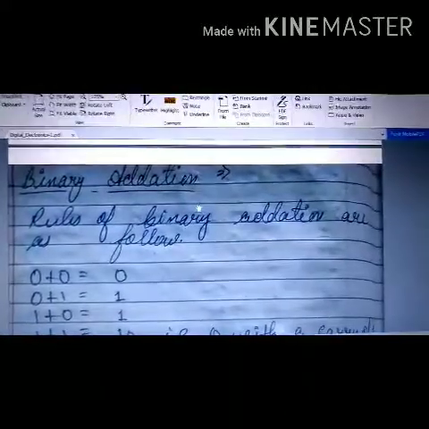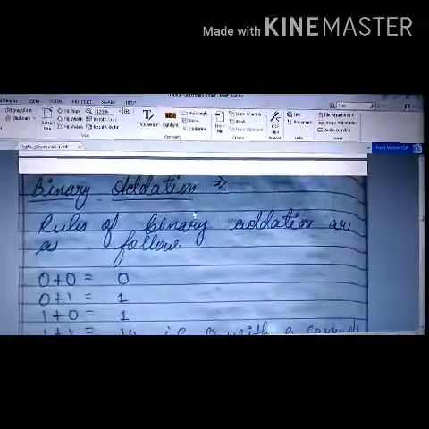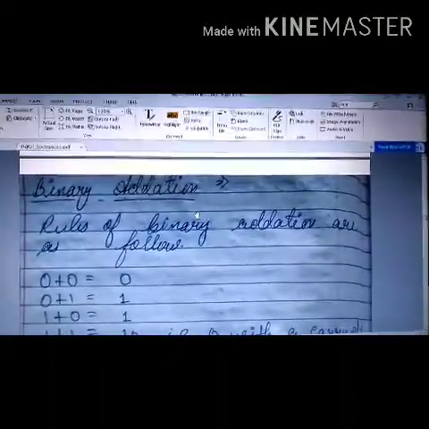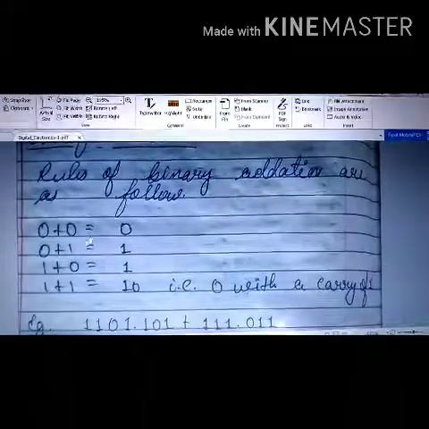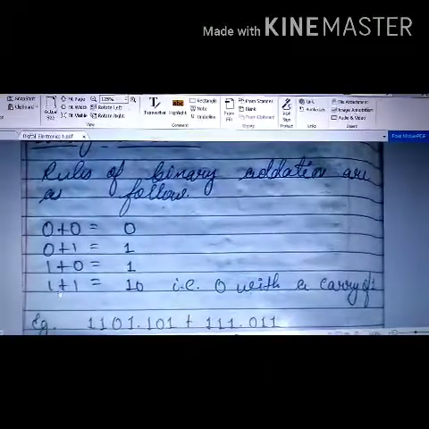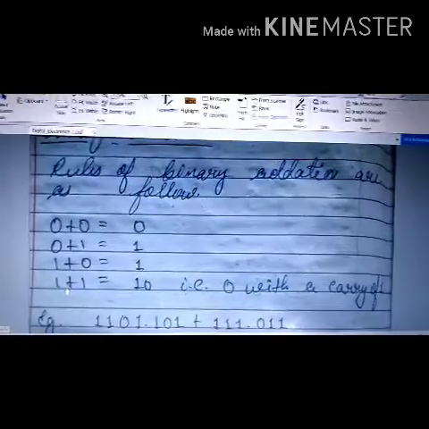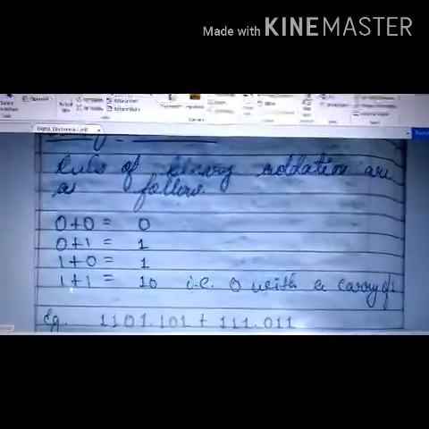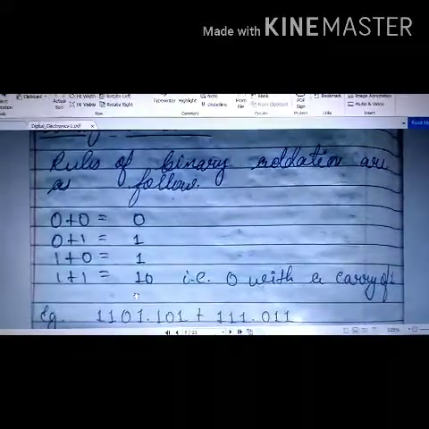Now binary addition. The rules for binary addition are very similar to decimal addition. Let us look at these rules. 0 plus 0 is 0, 0 plus 1 is 1, 1 plus 0 is 1. Now the only change is 1 plus 1. It is not 2. It can never be 2 because 2 is not a binary digit. So it will be 0 and 1 will be the carry digit.